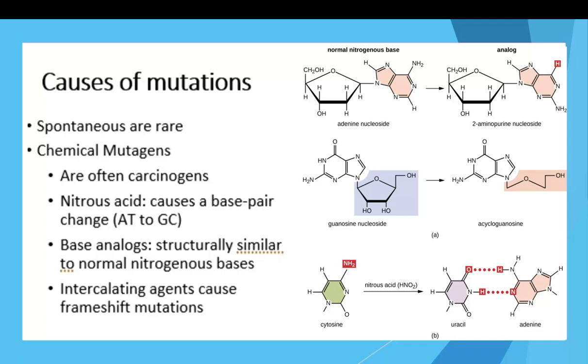Or we have the base analogs, which have a similar structure to nitrogenous bases. They are a bit different from the nitrogenous bases, but they have a very similar structure, so they can cause mismatches in the DNA, and then in the messenger RNA and in the protein as well. Then we have intercalating agents, which can cause the insertion or the deletion of nucleotides, and they can result in frameshift mutations.